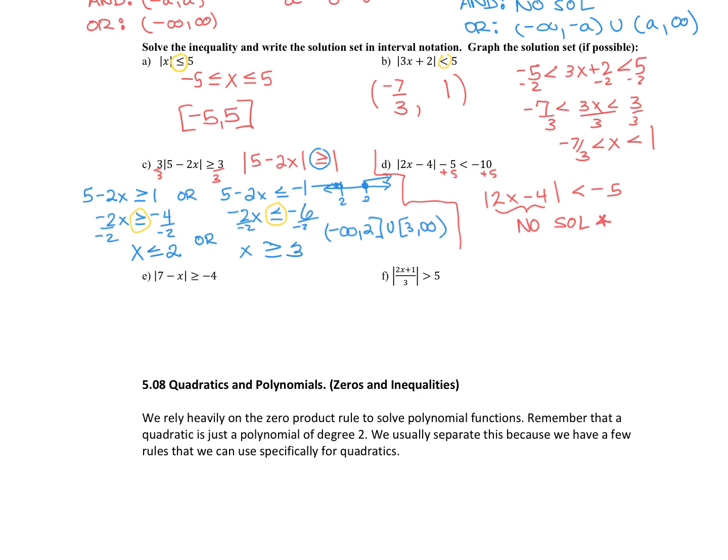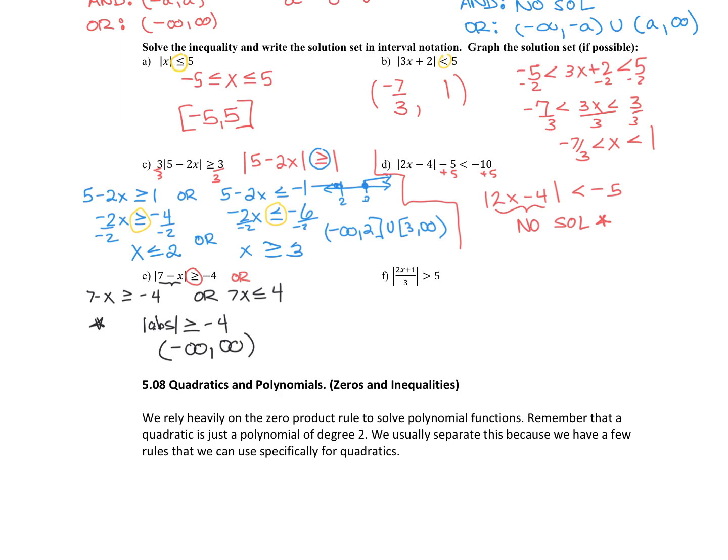Okay, next. This one is an OR statement because it's a greater than. So we'll have 7 minus x is greater than or equal to negative 4, or 7 minus x is less than or equal to positive 4. And actually, as I write that, I recognize this is saying an absolute value, which we know to be positive, is going to be greater than or equal to negative 4. That's always true. So we're going to get negative infinity to infinity.